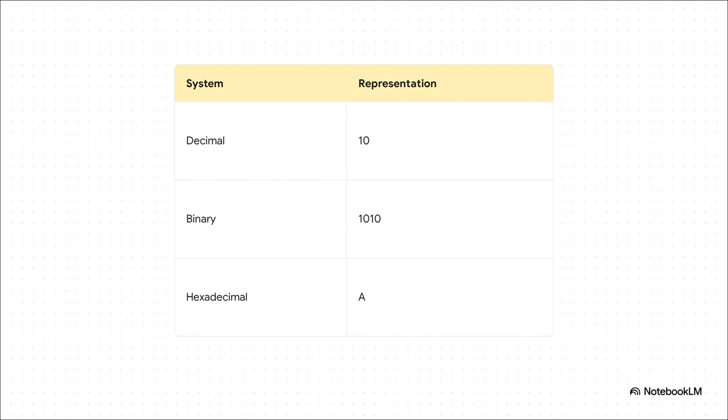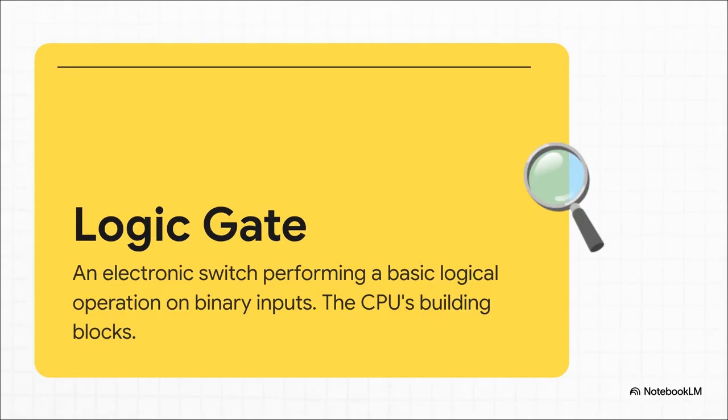So what about hexadecimal? Honestly, it's just a shortcut for us humans, a more convenient way to read long strings of ones and zeros without our eyes glazing over. So how do you turn simple on and off signals into running a video game?